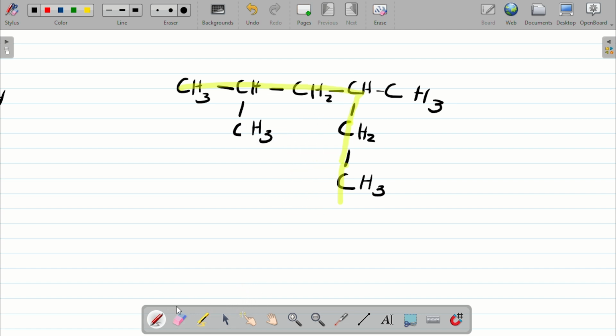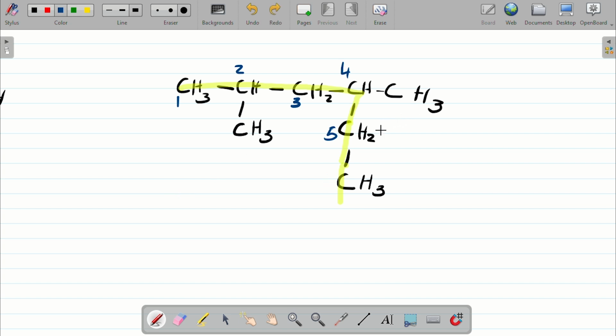So if you have something like this, it's important to number the carbons based on identifying the lowest numbers for the substituents in this case. So what does that mean? Let's start naming the carbons of the parent chain from here. So we have 1, 2, 3, 4, 1, 2, 3, 4, 5, 6. We would have a substituent on 2 and a substituent on 4.